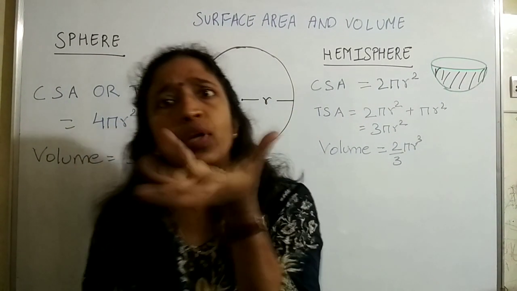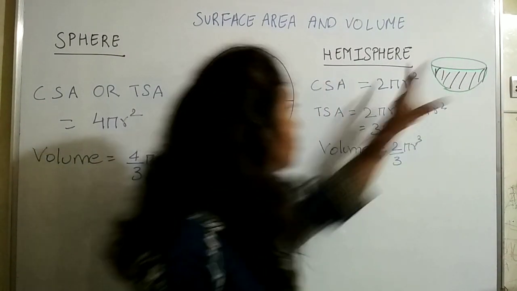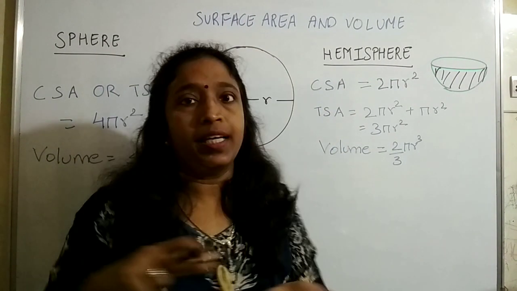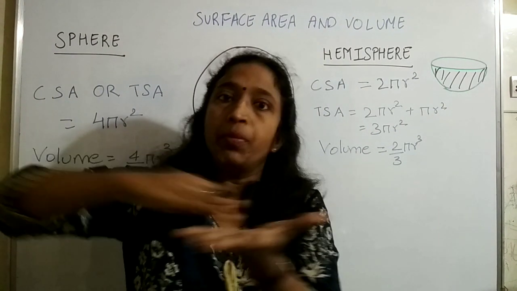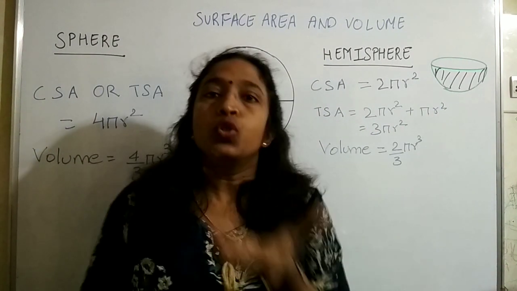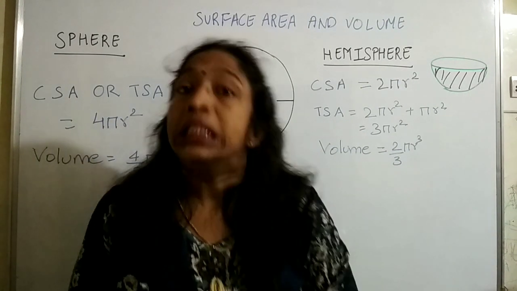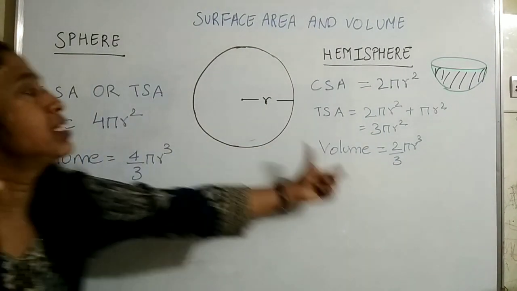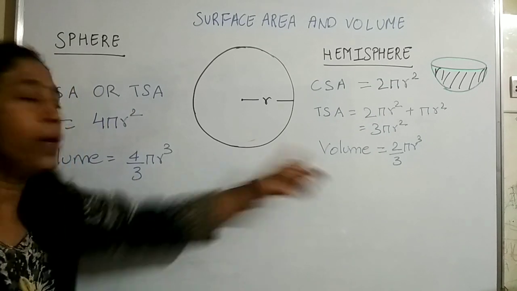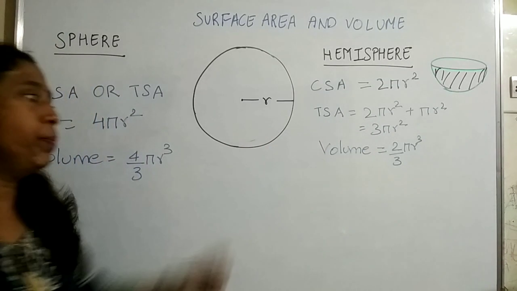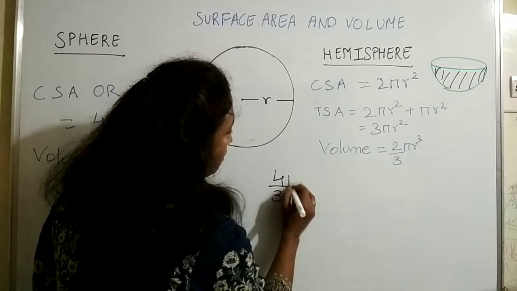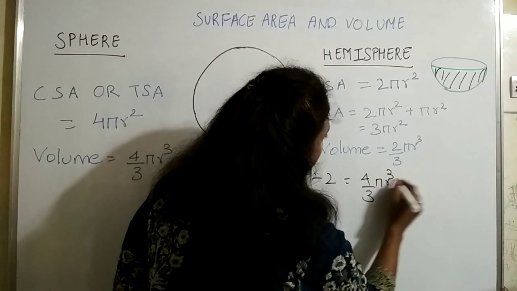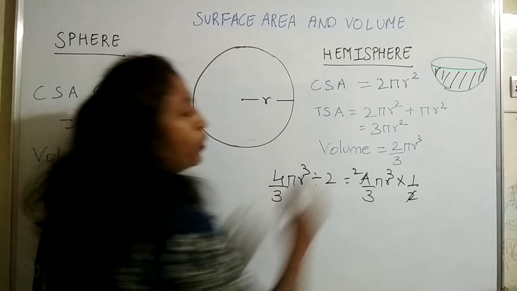If I say only CSA, only the outer portion, then half of 4 pi r square will give you 2 pi r square. And if I want to find the total surface area, it is nothing but CSA plus the area of the base. The area of the base is pi r square. So 2 pi r square plus pi r square will give you 3 pi r square. And the volume formula of the hemisphere is half of this. Half of 4 upon 3 pi r cube will be 2 upon 3 pi r cube.